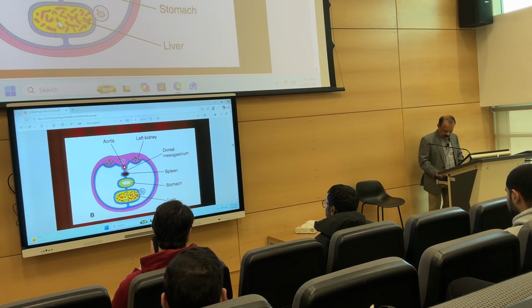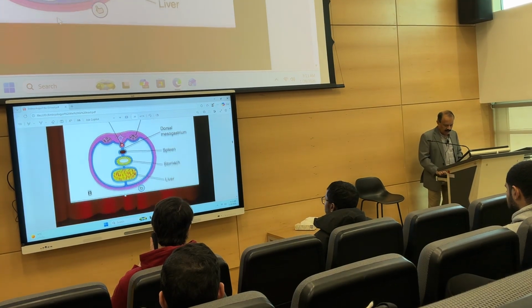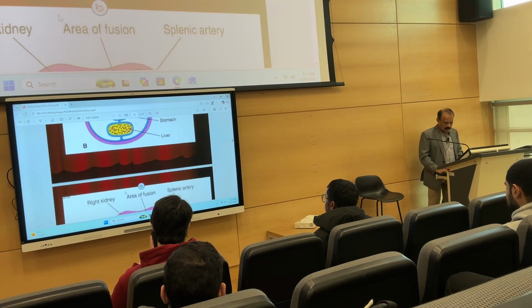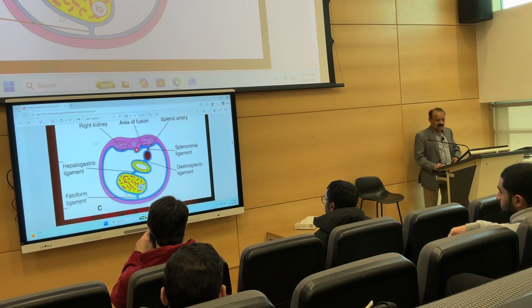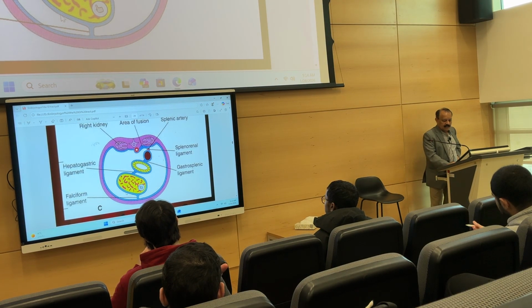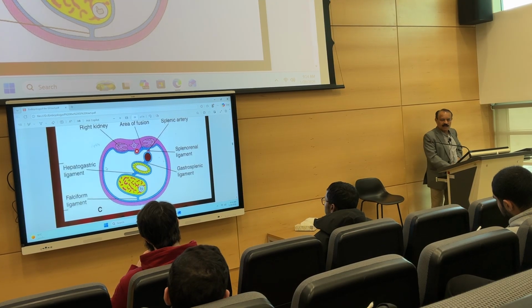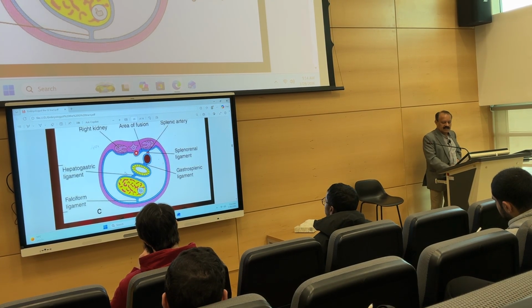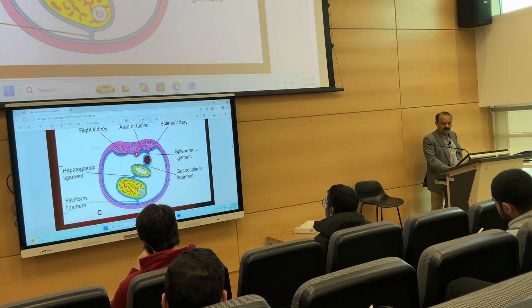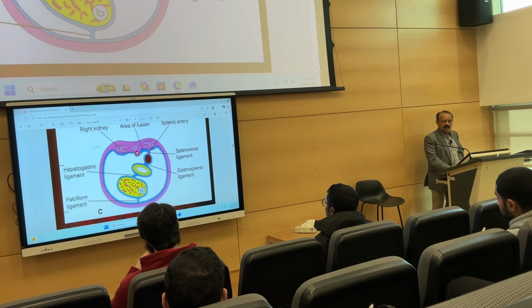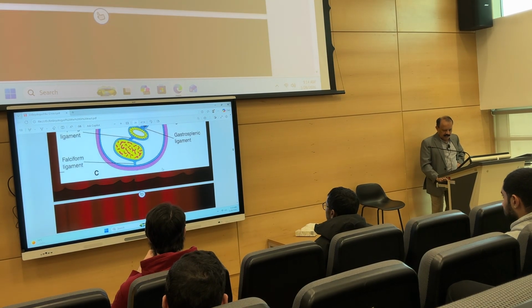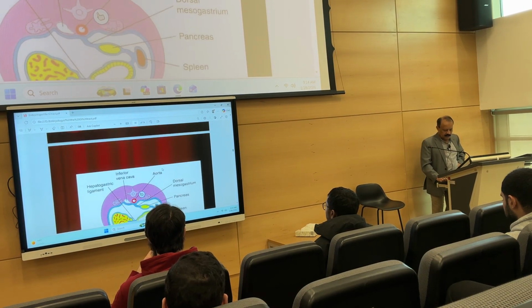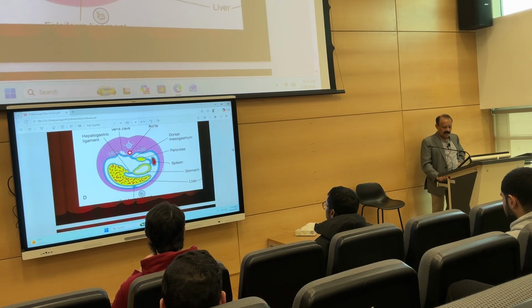Now look at the position of this liver. Can you see the rotation has started? The liver is going towards the right side. Anatomically, this is the right side and this is the left side. The liver is going right, the spleen is going towards the left side. Are you okay with me? Any question? If you are not happy, then I'll give you another picture. Now you should be happy.